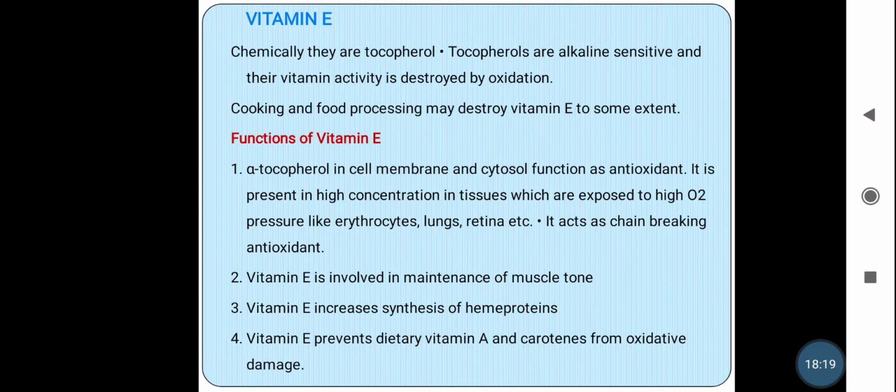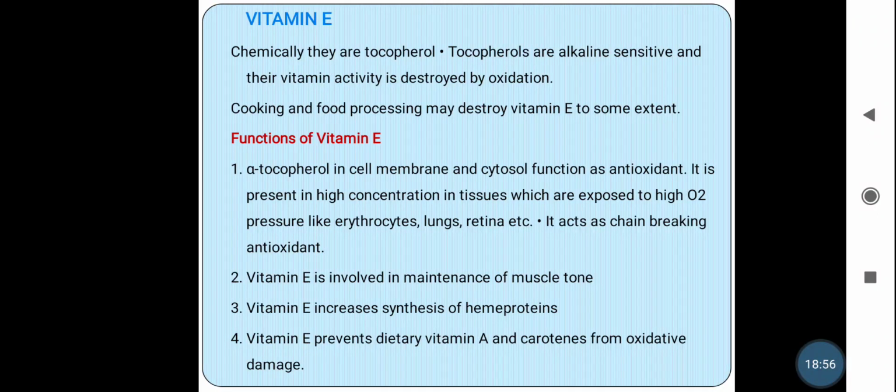Next one is vitamin E. Chemically, vitamin E is known as a tocopherol. And all these tocopherols are alkaline sensitive and their vitamin activity is destroyed by oxidation. Then cooking and food processing may also destroy the vitamin to some extent. So vitamin E compounds are known as the tocopherols. Okay. So which are the functions of vitamin E?